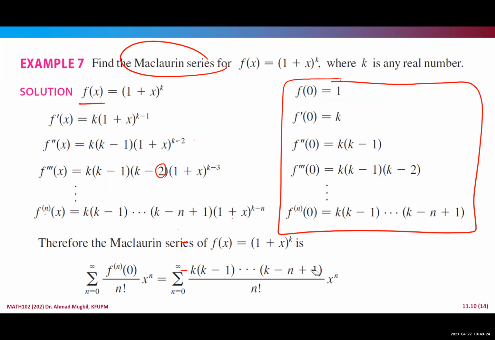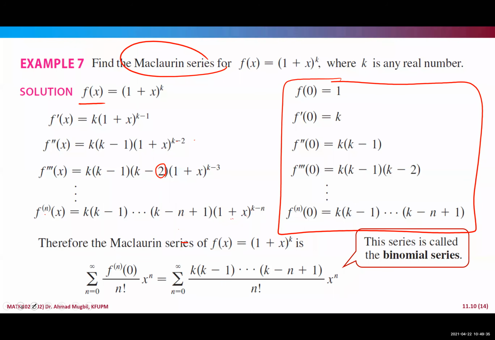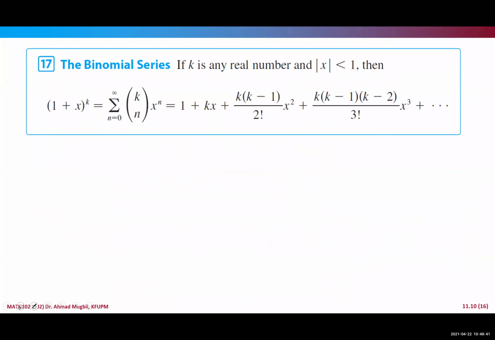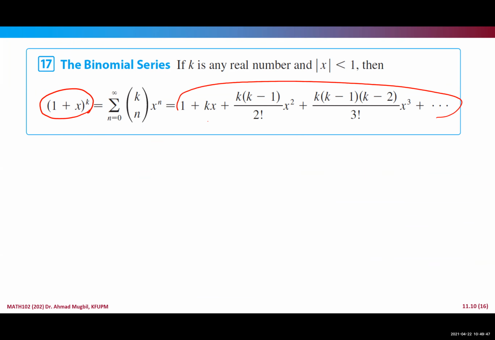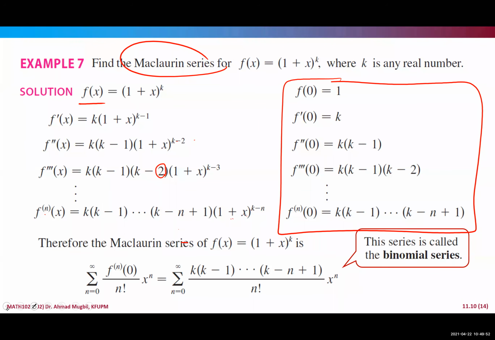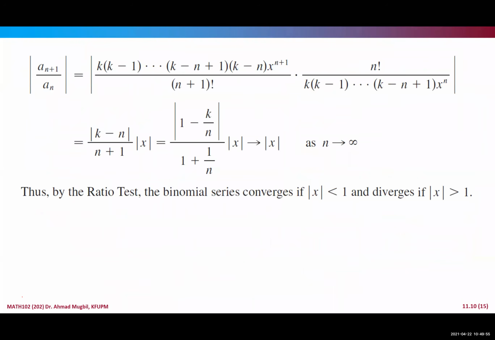And of course, you can use the ratio test to check for which x it is valid. This is called the binomial series. If you expand it, you should say that this equals this power series, but not for all x, only for absolute value of x less than 1. If you use the ratio test, you will find that the ratio between this and this is x. To be convergent, the absolute value of x must be less than 1.